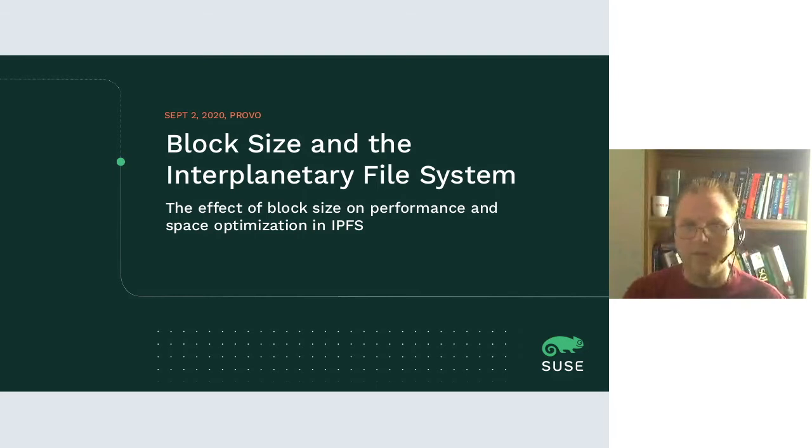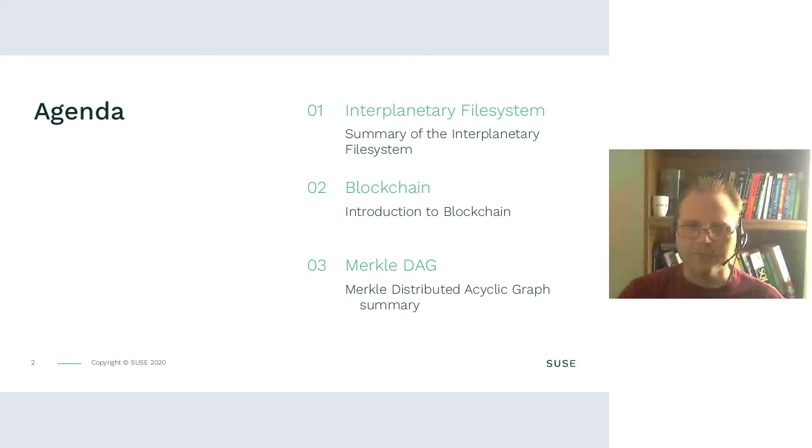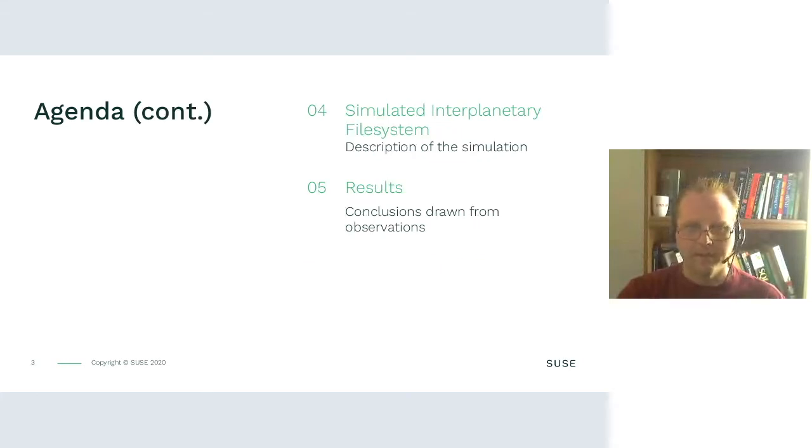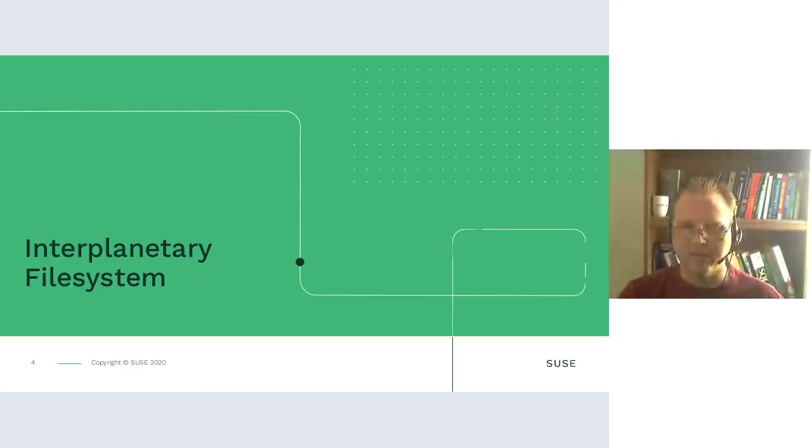I created a multi-node IPFS-like network for testing how block size affects the performance and space optimization. I'll present on the conclusions that were drawn at the end. So like I said, first off, I'm going to provide you with a summary of the Interplanetary File System. Then I'll do an introduction of blockchain and Merkle directed acyclic graphs. And then we'll discuss my simulated Interplanetary File System and conclusions from the simulation.